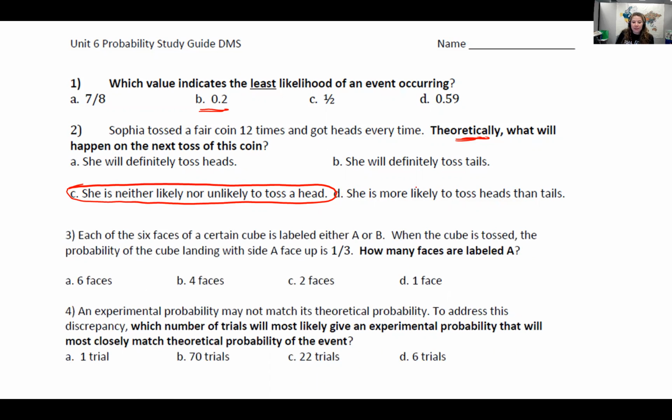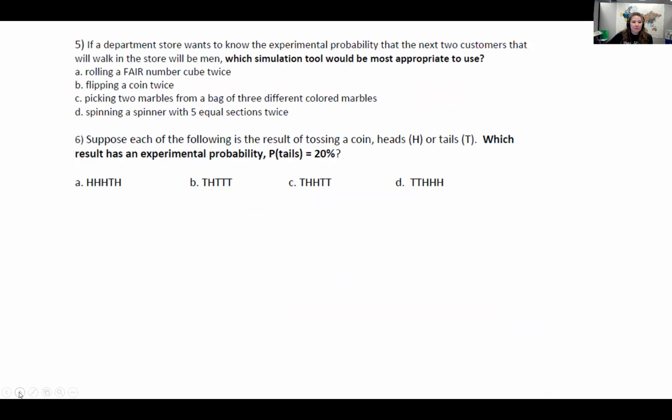Number 3, we said the answer is 2 because we converted 1/3 into something over 6 since a number cube has 6 sides. Since we can multiply 3 by 2 to get 6, if we multiply 1 by 2, we get 2. So 2 faces have A's on them. Number 4, we talked about the more experiments you perform, the closer experimental and theoretical probabilities match.